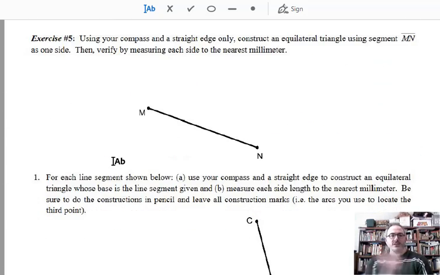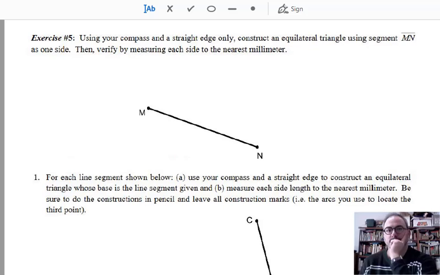Exercise 5. Using a compass and a straight edge only, construct an equilateral triangle using the segment MN as one side. Oh, I need to get some better tools. I'm going to pause this and see if I can find some better tools.